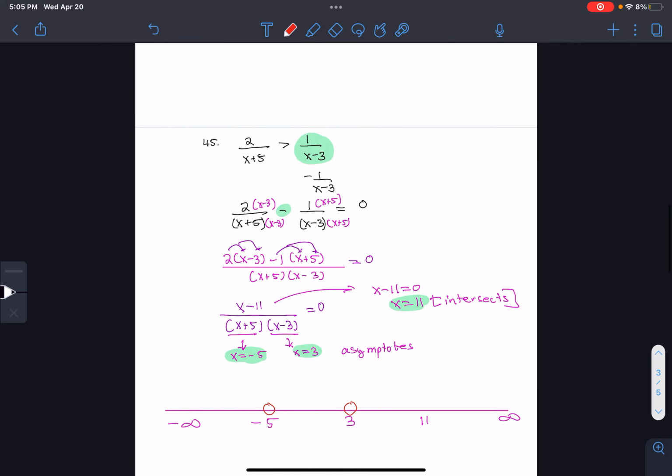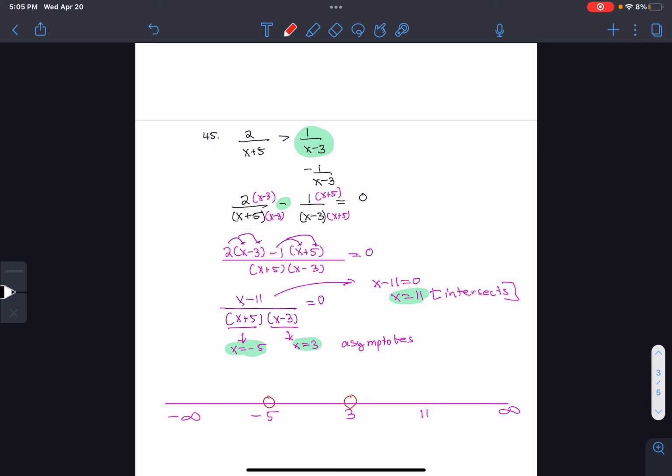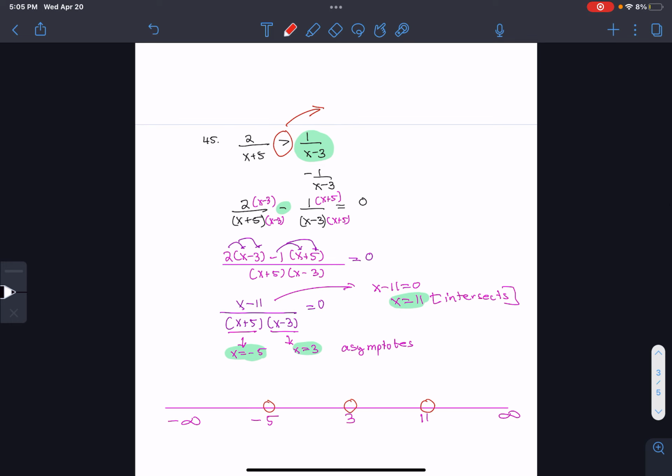Second thing, if you want to determine whether or not 11 is an open dot or closed dot, you got to go up here. 11 is what makes both of these functions equal, and since this sign says greater than, we're not going to include 11 as well, because if it was greater than or equal to, then 11 would be included, but since it just said greater, we're going to have an open dot there.